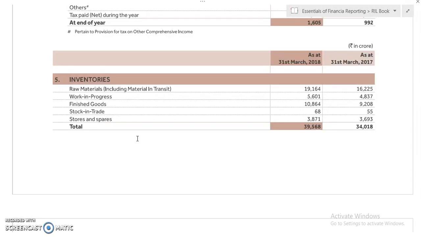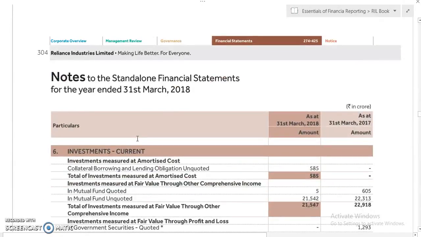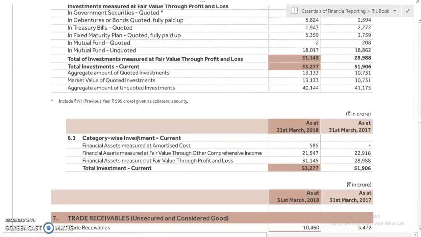So we look at other assets now. These are current investments. So here you can see these are the current investments, also in various government bonds, treasury bonds, for utilizing the cash while it's lying in the bank. Instead of that, they are putting it into bonds or mutual funds so that they can earn some interest or some dividend for the company, maximizing the value.